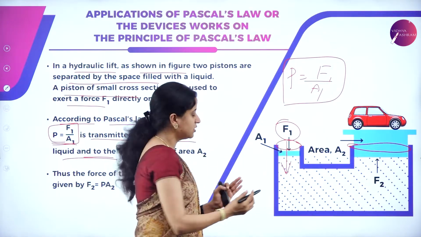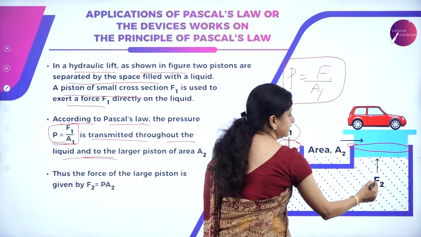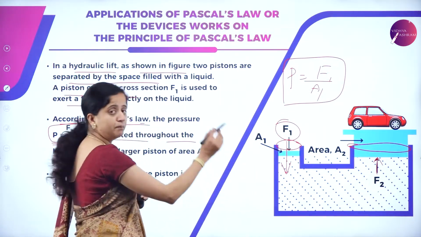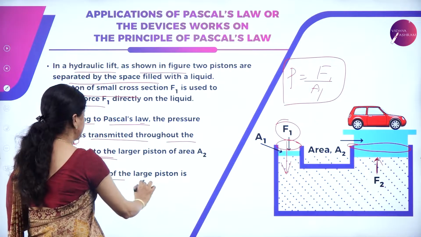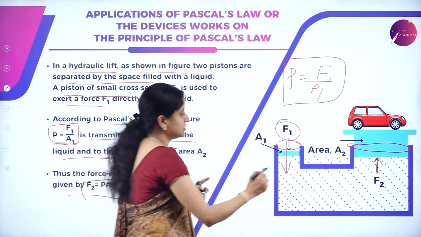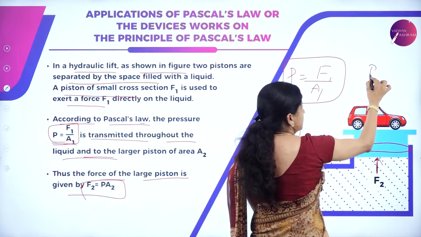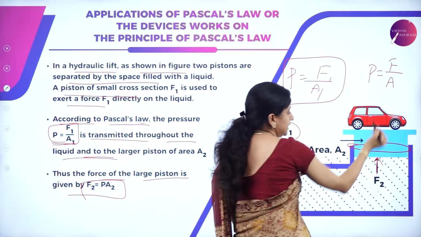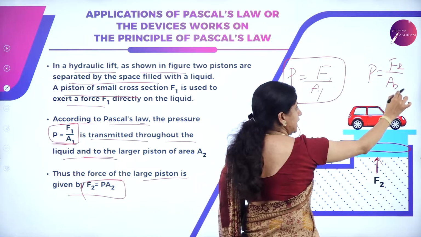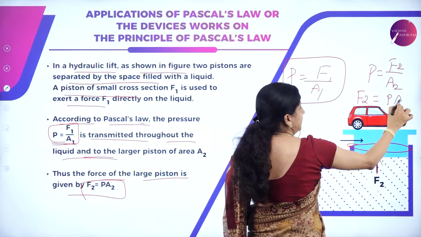Because according to Pascal's law, the fluid will exert the same force equally in all directions, and the same pressure will be applied on the larger cross-sectional area, giving force F2 by the fluid. So the force on the larger piston is F2 equal to P into A2. How can we write the expression for F2 here? We know pressure is equal to force divided by area. Here the force applied by the fluid is F2 on the area of cross section A2. So from this we can write F2 is equal to P into A2.